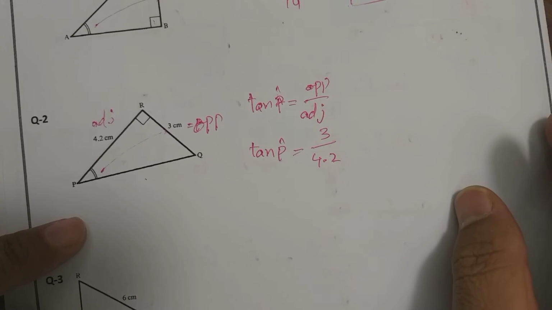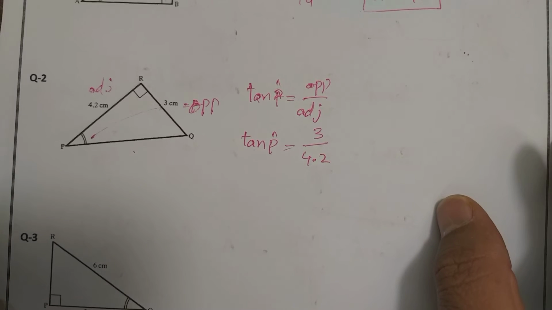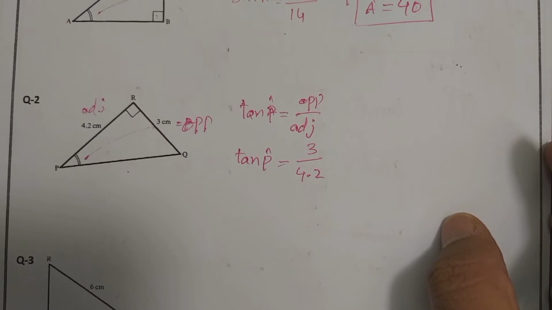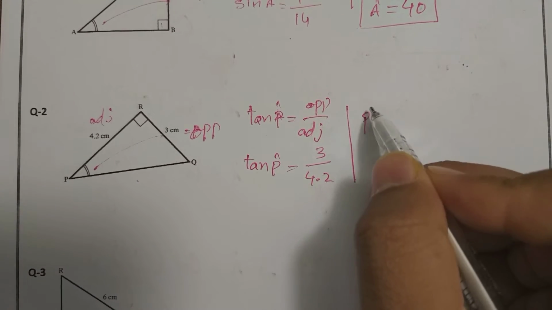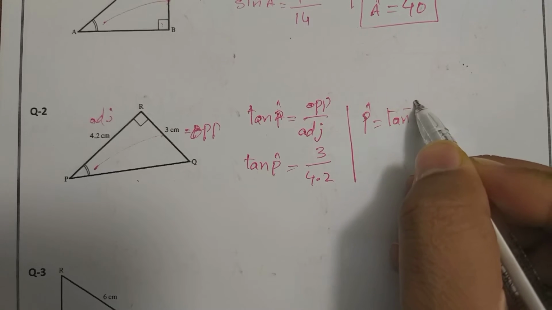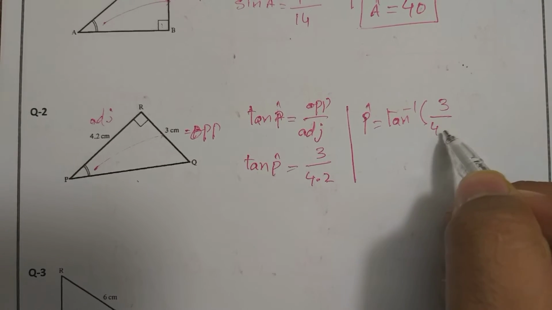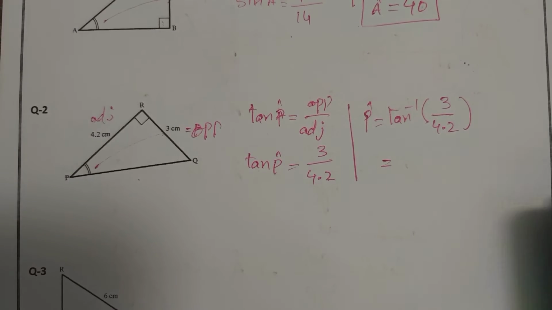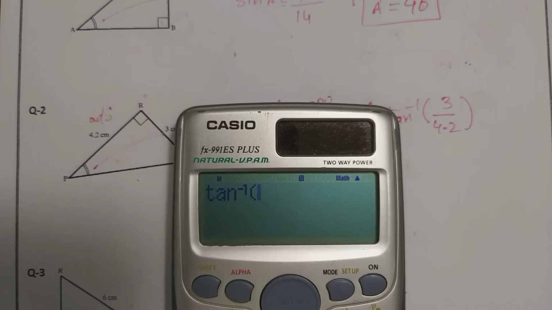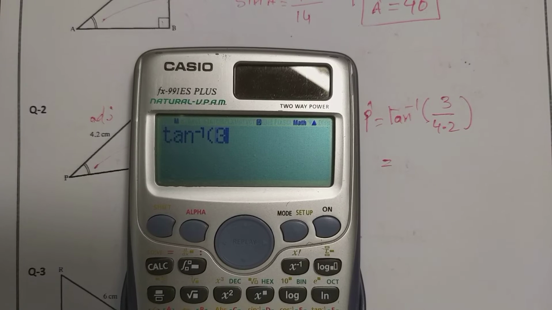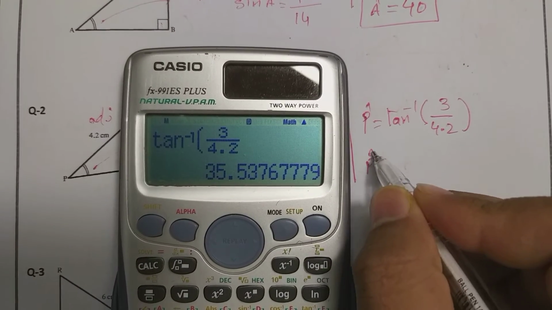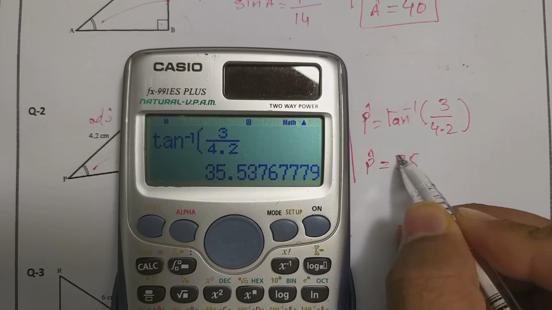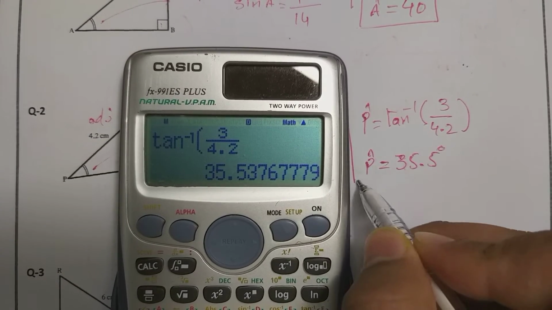As we know, whenever we need to find an angle, we shift the tan or the sine or the cosine to the other side of the equation, so it becomes the inverse. So angle P equals tan inverse of 3 over 4.2. So just simplify the answer. Shift tan, because the function we require is tan, so 3 divided by 4.2 is 35.537. So I'm just taking the value: angle P equals 35.5 degrees.